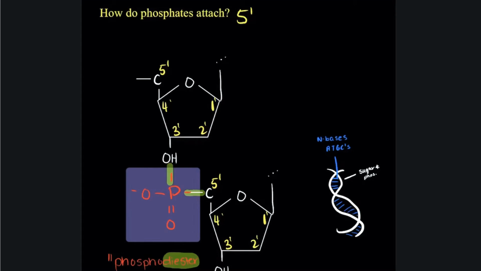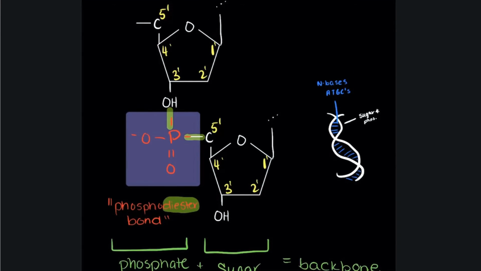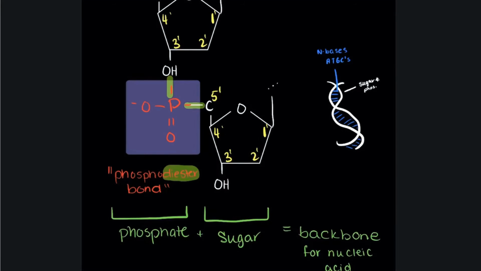So the 3 always has the hydroxide group, while the 5 just has the carbon, right? So when the phosphate attaches both to the 3 hydroxide and the 5 carbon, these bonds are ester bonds. So 2 of them, diester. So we have phosphodiester bonds between the phosphates and the sugar. And both of these together create the backbone for nucleic acids, right?